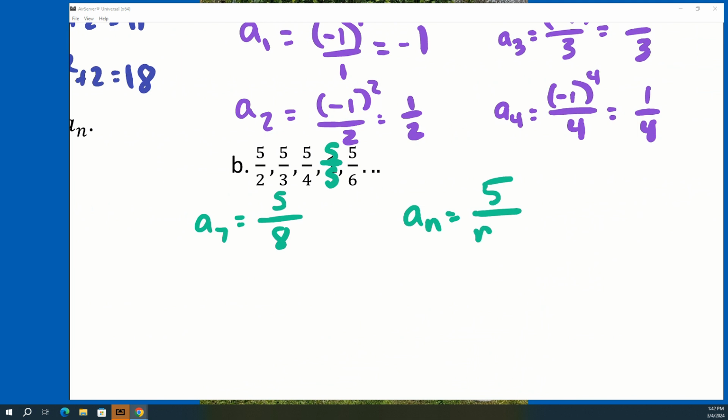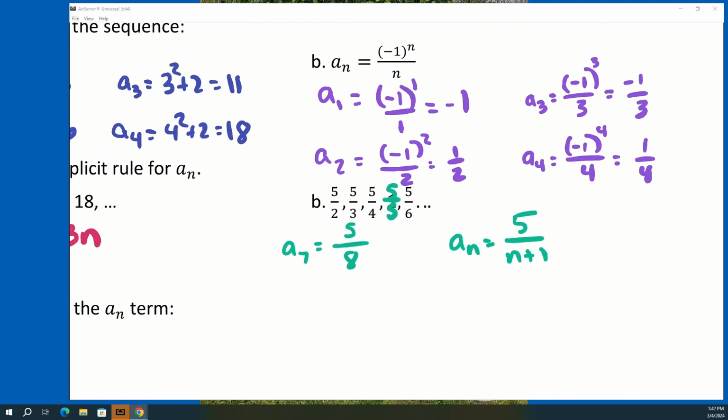N plus 1 in the denominator. So 5 on the top, n plus 1 in the denominator. That was good. Unfortunately, I ruined it a little bit. Okay, that is explicit rule. That means you just plug in the term number and it gives you the term.